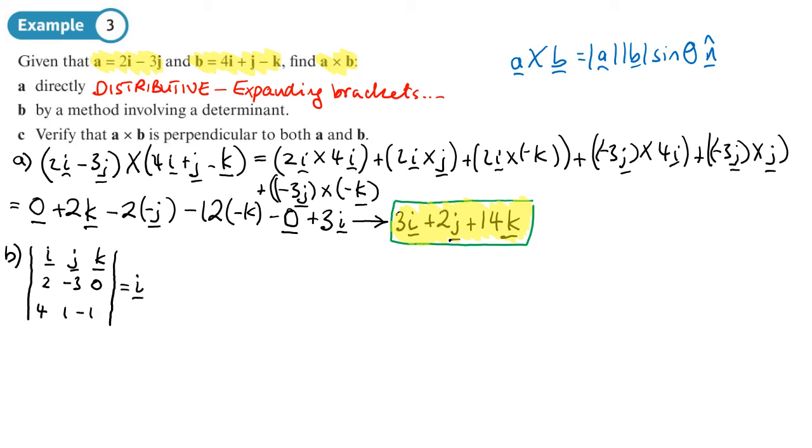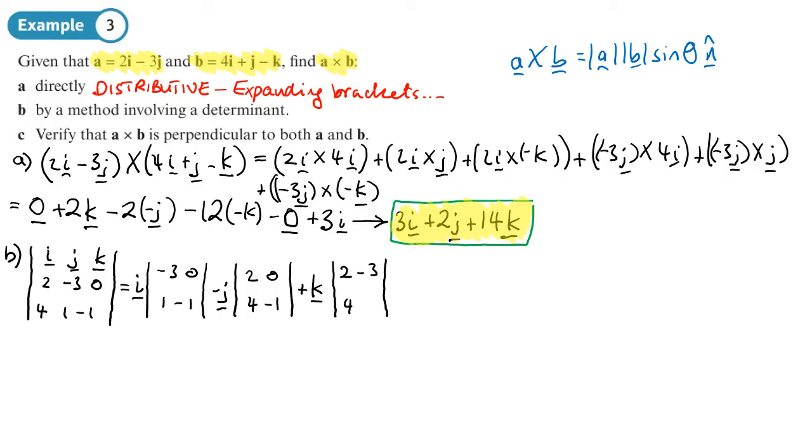Okay, so i times the determinant of its minor, which is going to be minus 3, 0, 1, minus 1. Then minus j times the determinant of its minor, which is going to be 2, 0, let's make sure I get this right, 2, 0, 4, minus 1. And then plus k times the determinant of its minor, which is going to be 2, negative 3, 4, 1.